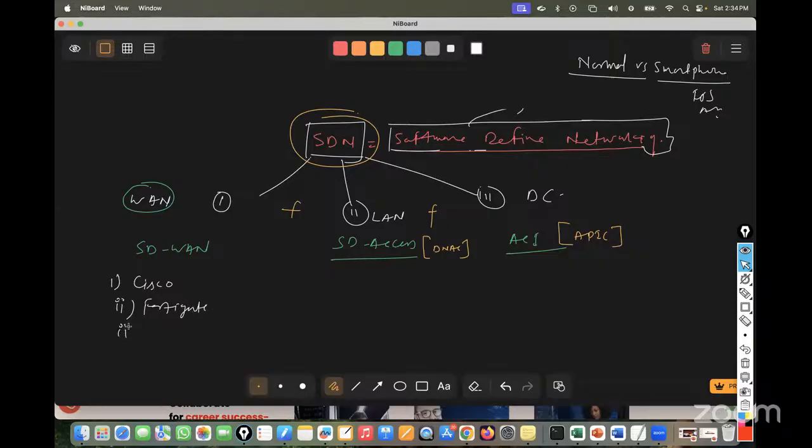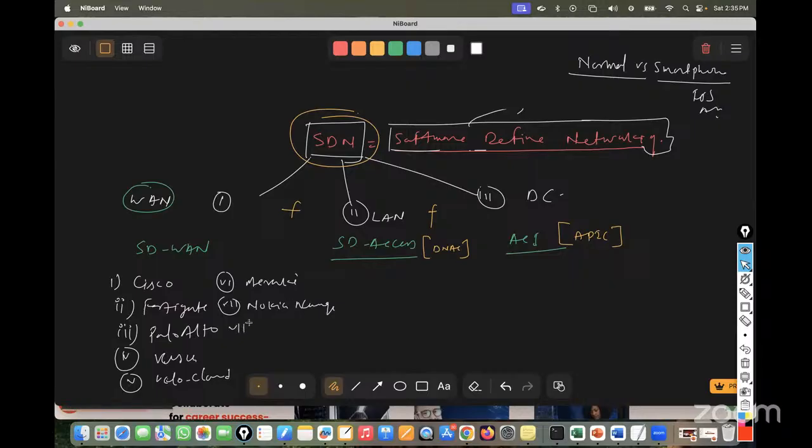The third might be Palo Alto. The fourth might be Versa. Fifth, VeloCloud, right? Sixth, Meraki. Seventh, Nokia Nuage, right? Eighth, Cato. Ninth, Zscaler. Tenth, we might have Silver Peak, and so on. So we have almost 20 plus vendors available in the market. I just wrote 10 vendors as of now. All vendors are going to give the SD-WAN solution.